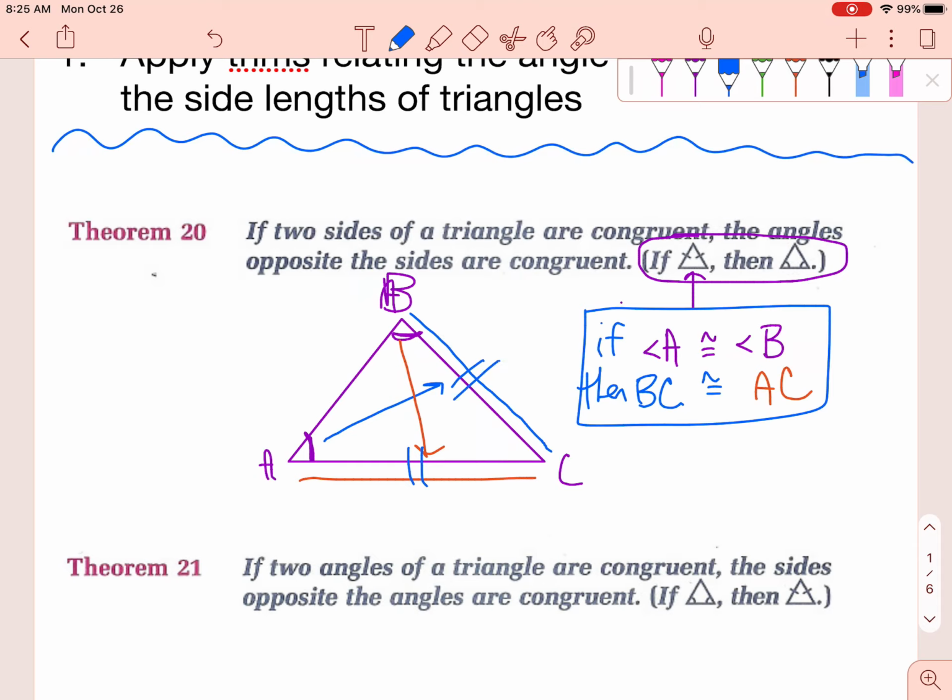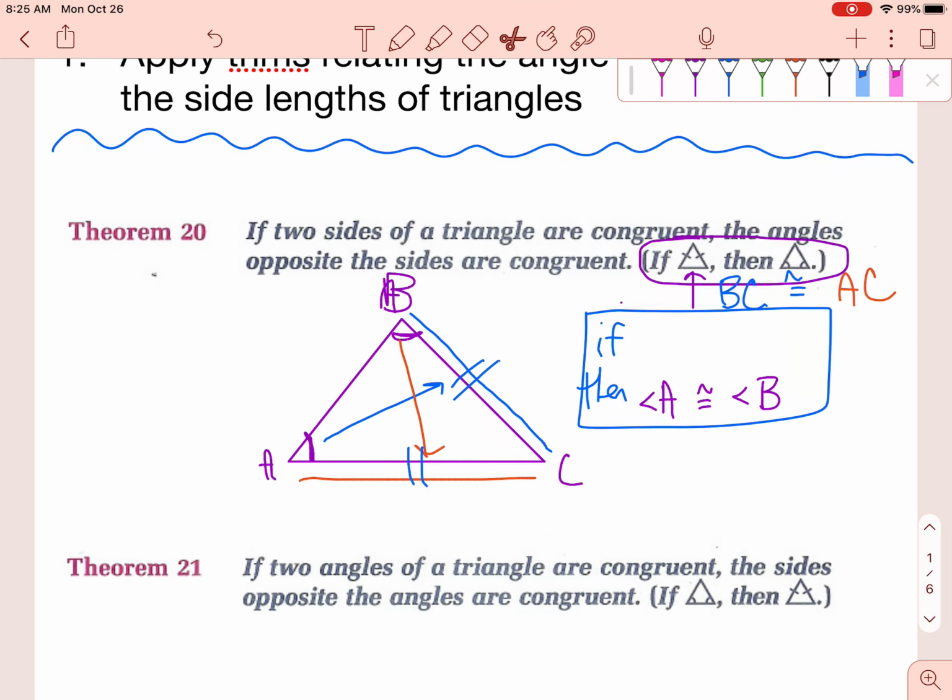If those sides are congruent, switch this, and we'll use this example. If the sides are congruent, then the angles opposite them are also congruent. Oh my goodness, you guys, I'm a mess. Here we go. BC is congruent to AC. If the sides are congruent, then the angles opposite them are congruent to each other.